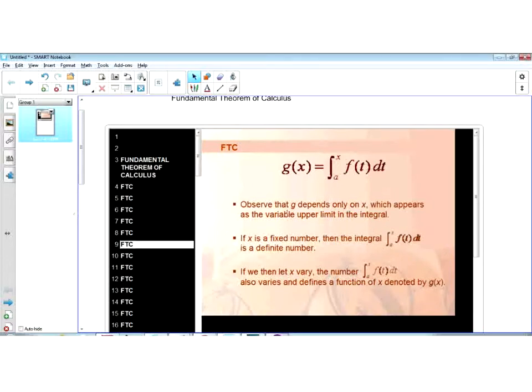So g depends only on x, which appears as the variable upper limit in the integral. If x is a fixed number, then the integral is a definite number. If we let x vary, the integral from a to x of f of t dt also varies and defines the function of x denoted by g of x. All right, so bear this in mind.